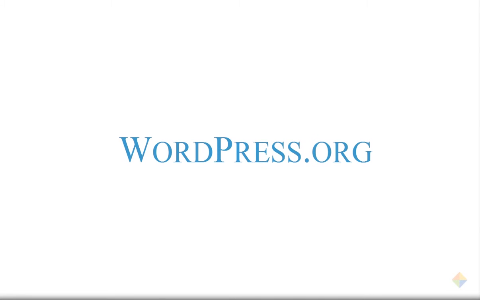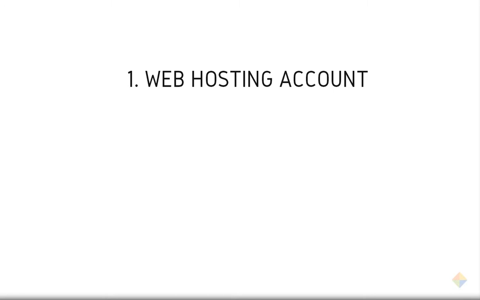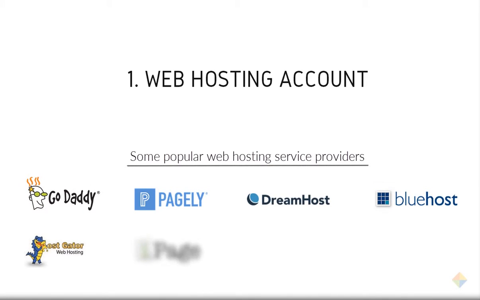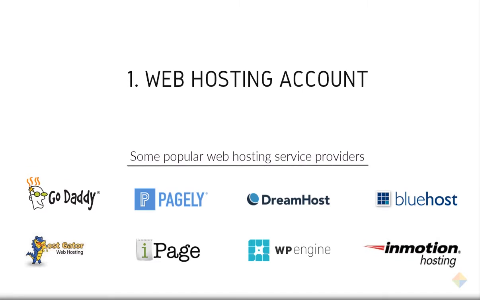You can download the WordPress setup files from wordpress.org. But before we begin the install, there are a few things you'll need. First, you'll need a web hosting account with a good web hosting provider. There are many web hosting providers that offer both shared as well as dedicated hosting plans. Bloggers who are just starting can go with a shared hosting plan, which is very cheap as compared to dedicated hosting.